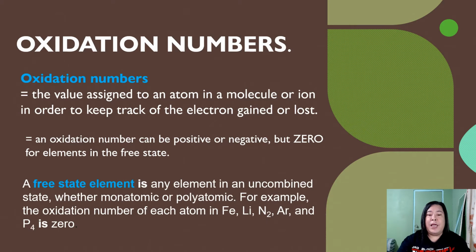So what are free elements? These are elements that are free in form. It is any element in an uncombined state, whether monoatomic or polyatomic. For example, the oxidation number of each atom in iron, lithium, nitrogen gas, argon, and P4 is 0.